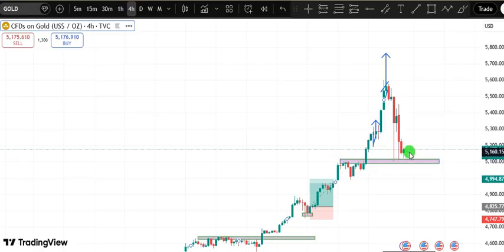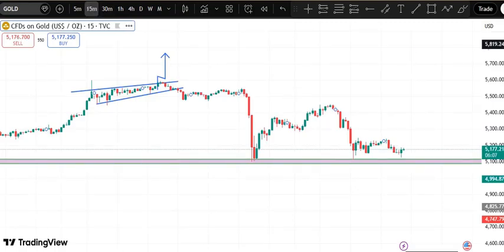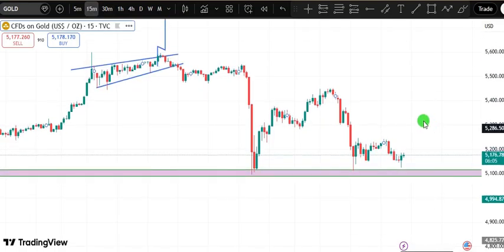But now we can't decide with this bullish candle, right? Because it's not giving us good momentum. You can see the candle. So let's go to the 15 minutes chart and see what's happening there. Okay. So I'll be going long on gold.